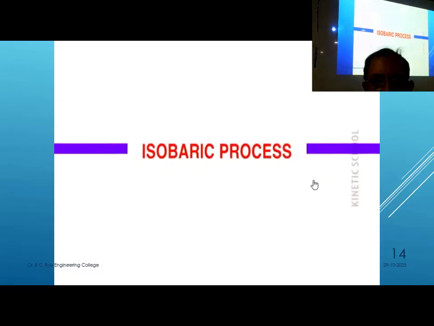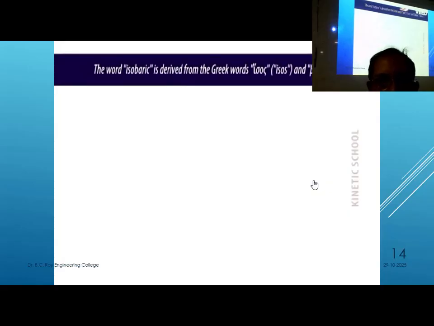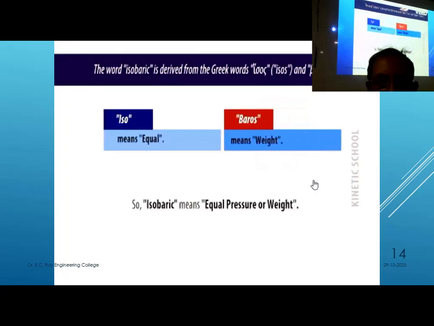Isobaric process. The word isobaric is derived from the Greek words isos and baros. Iso means equal and baros means weight. So, isobaric means equal pressure or weight.